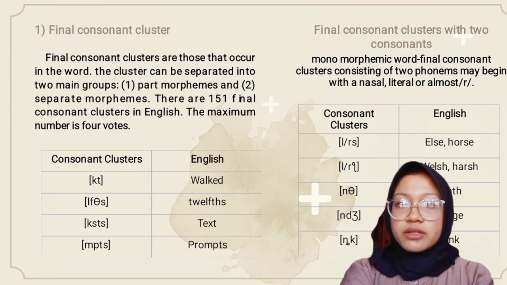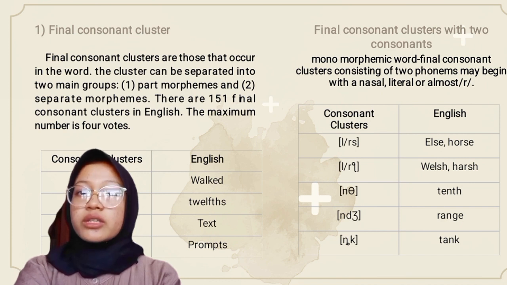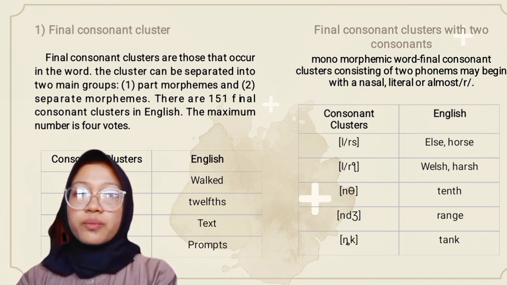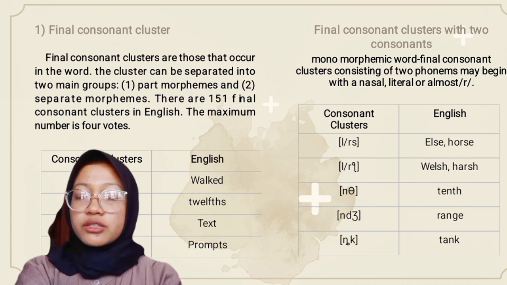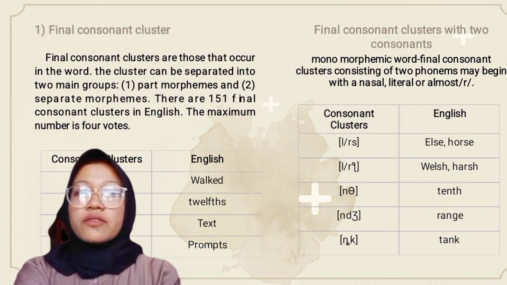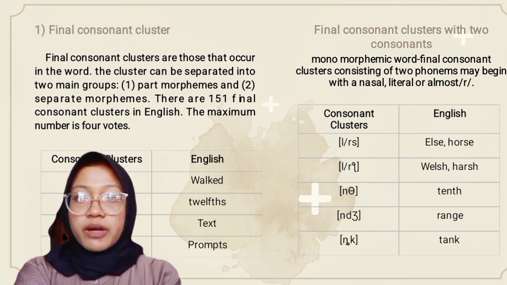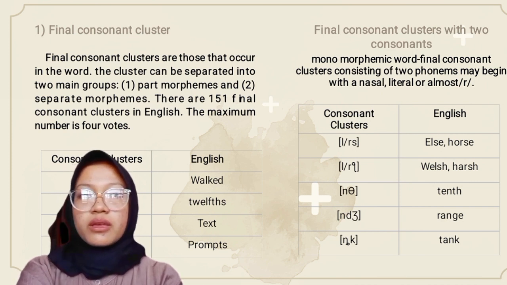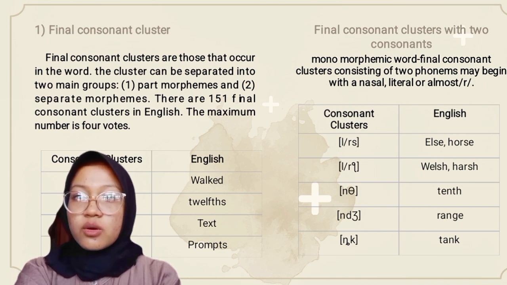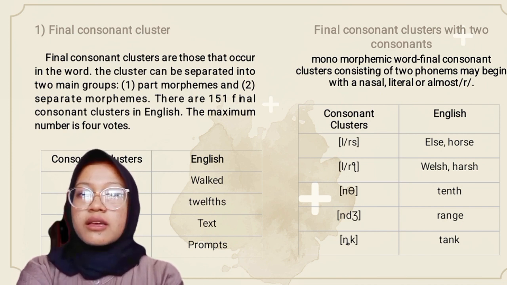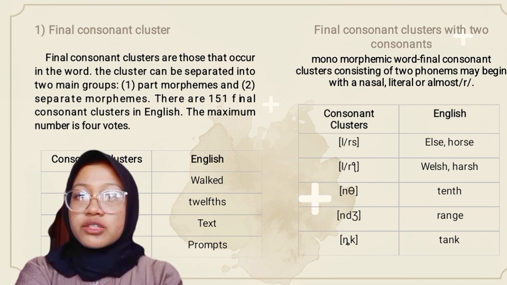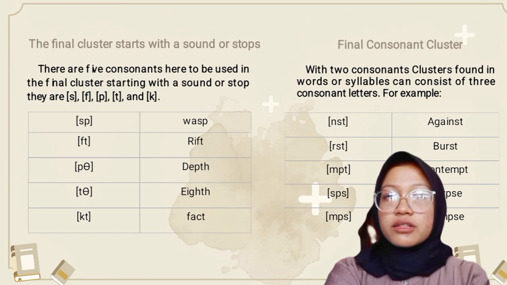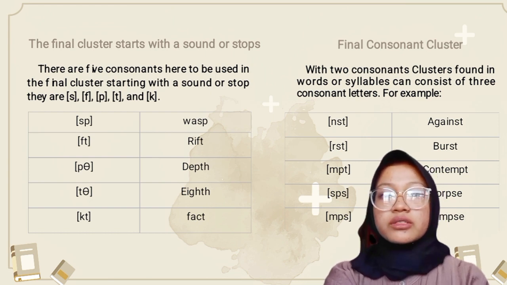Walked, text, tact. Final consonant clusters with two consonants in a monomorphemic word. A final consonant cluster consisting of two phonemes might begin with a nasal, a lateral, or a fricative, for example: elf, horse, wealth, tent, bench, tank.